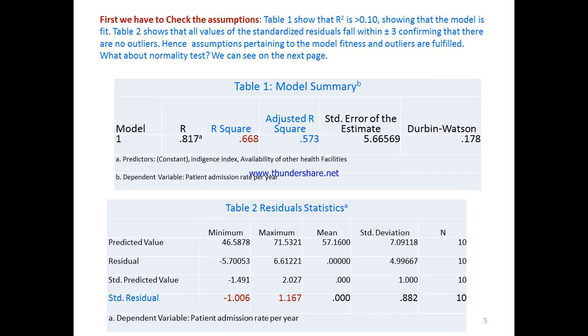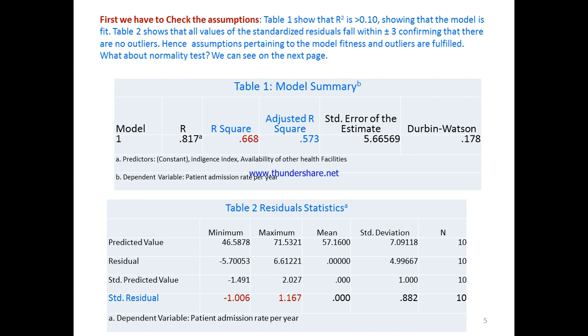Once we have gone through the steps, SPSS will give you several outputs, one of which is the table of model summary. The model summary table is very useful to make sure that there is a fitness between the data and the model that we use. And we use R-square to know whether the model is fit.